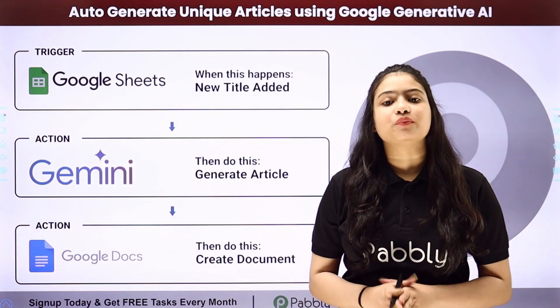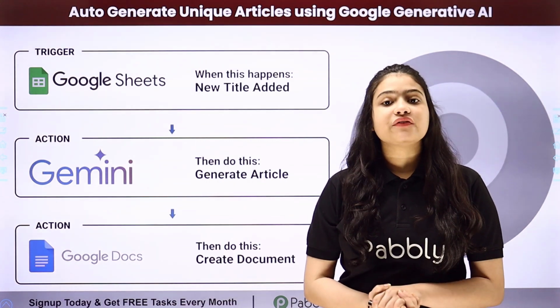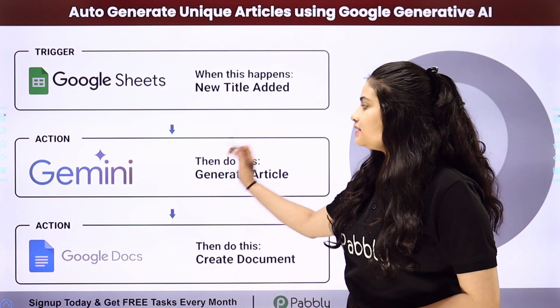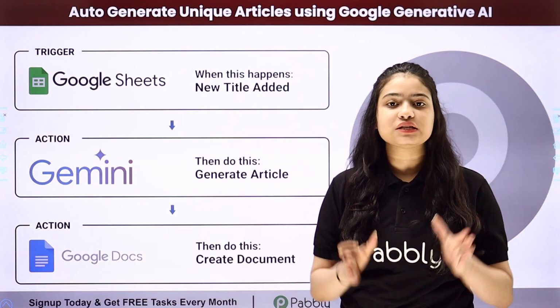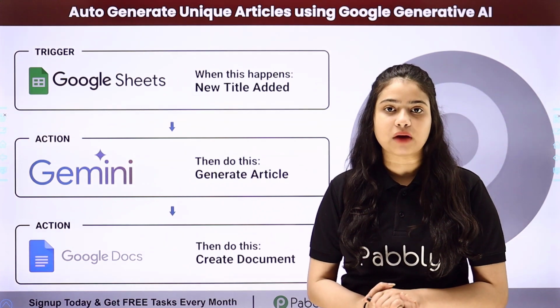So how are we going to automate this entire process? For this, we will have to set up a connection between Google Sheets, Gemini and Google Docs, and that we are going to do without any coding or programming skills with the help of an amazing automation software, Pabbly Connect.